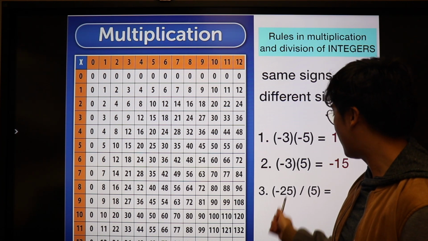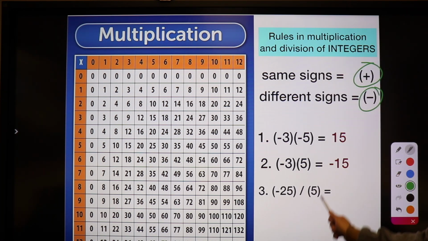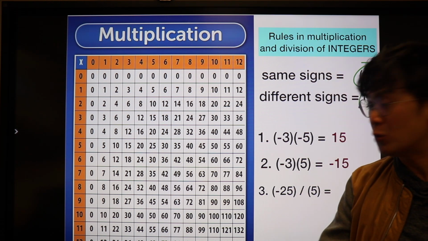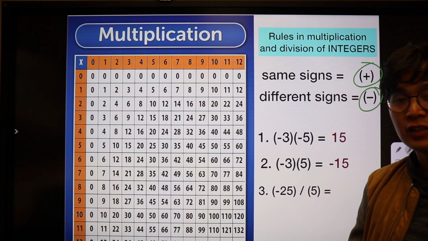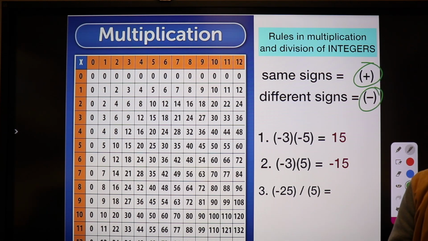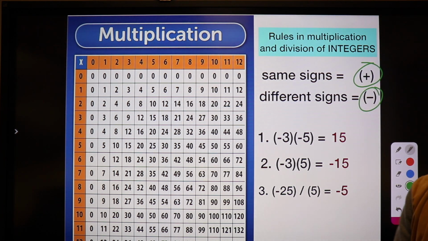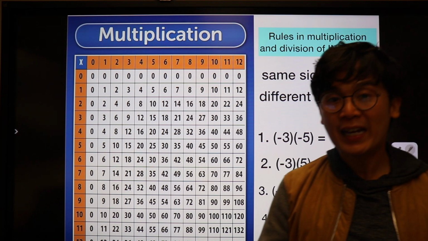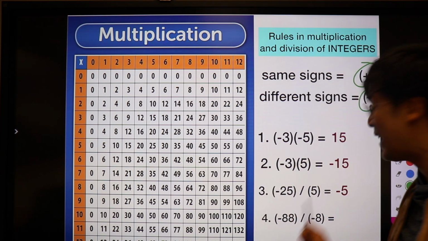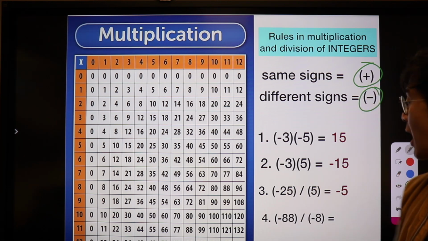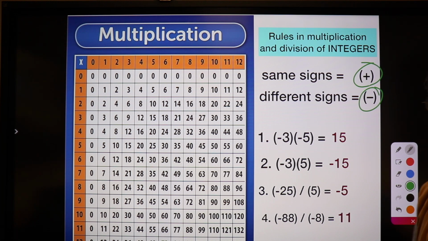So if I have negative 25 divided by 5, since multiplication and division have the same rule, I'm going to have a negative result for number 3, and my answer, knowing my multiplication table, is going to be negative 5. Similarly, if I'm dividing negative 88 by negative 8, it will give me a positive result because now I am dividing two numbers with the same sign, and this will turn into positive 11.